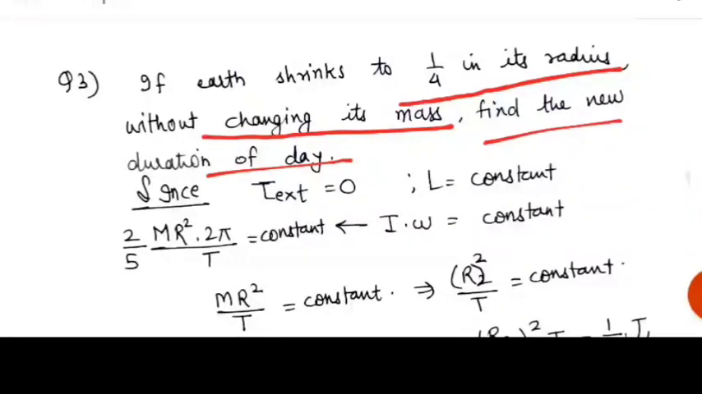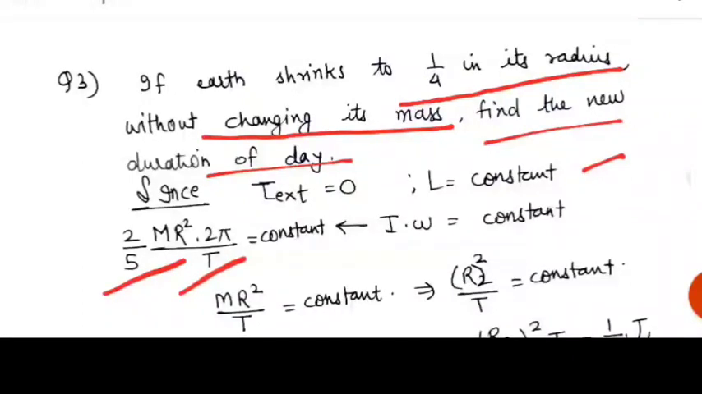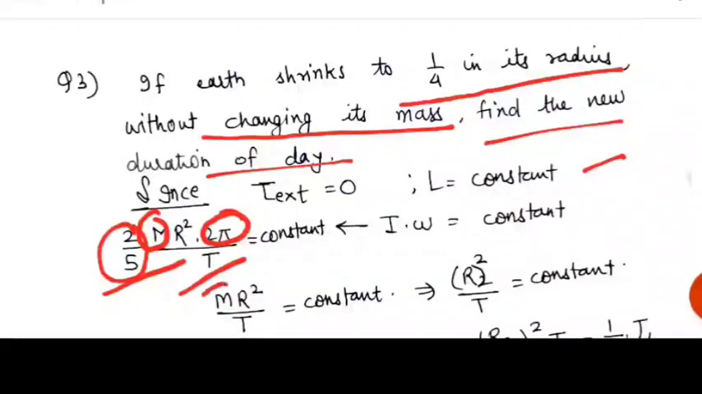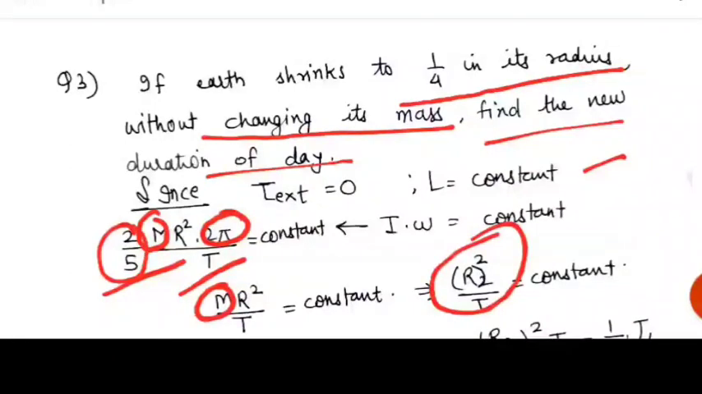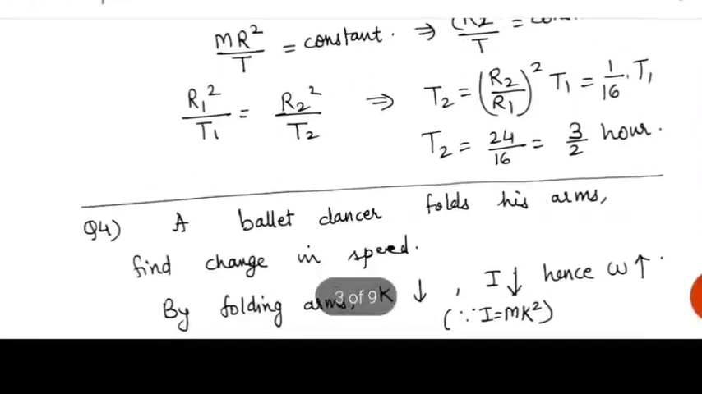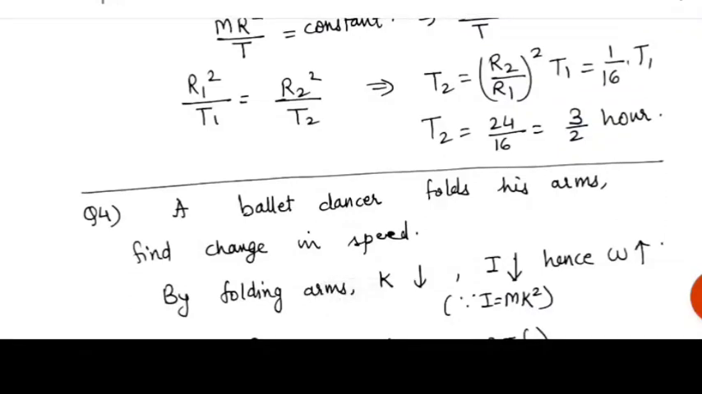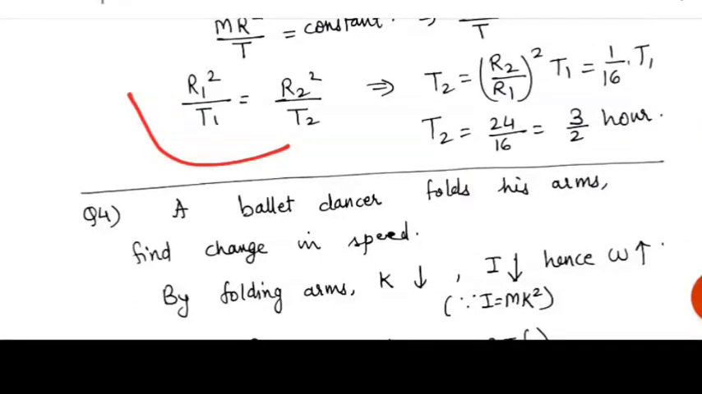Because torque is 0, L is constant. So this is I into omega equals constant. Now what all is constant in this? Mass, 2/5, 2 pi. So we have got this relationship as mass is constant: r² upon t is equal to constant. Therefore, for two cases of earth, we can put r1² upon t1 is equal to r2² upon t2. So cross multiplying, t2 is equal to r2² upon r1² into t1.